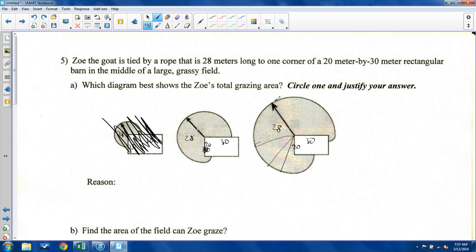Let's see if this one makes sense. 28 meters, I'm going around. Should I be able to go around the 30 meter fence with a 28 meter rope? Absolutely not. I should not be able to exceed that with my rope. So this one does not make sense.